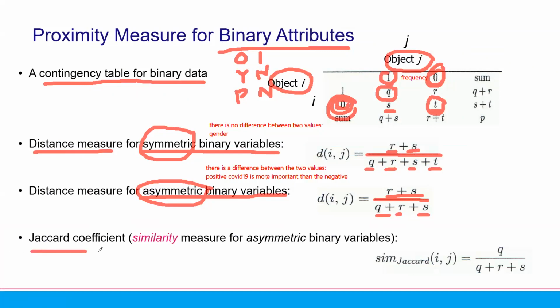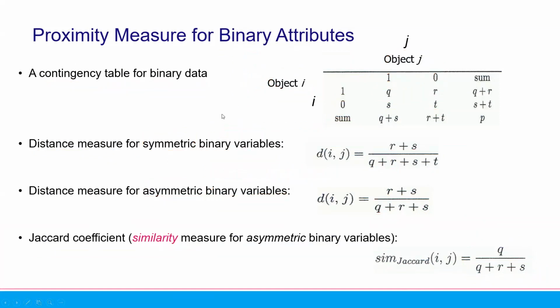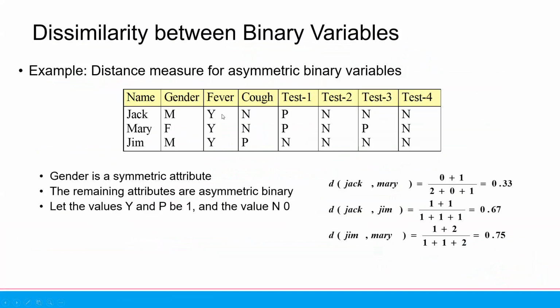There is another measure, which we call the Jaccard coefficient. This is a similarity measure for asymmetric binary variables, and similarity using the Jaccard is noted with this formula: Q divided by Q plus R plus S. So let's see this example, measuring the distance for asymmetric variables.